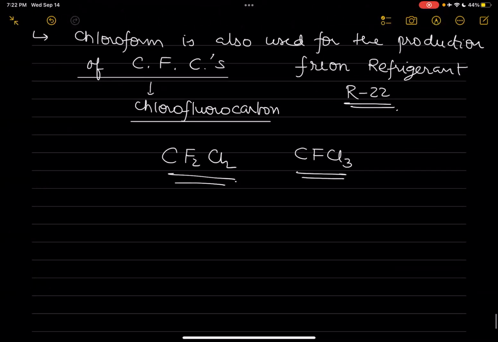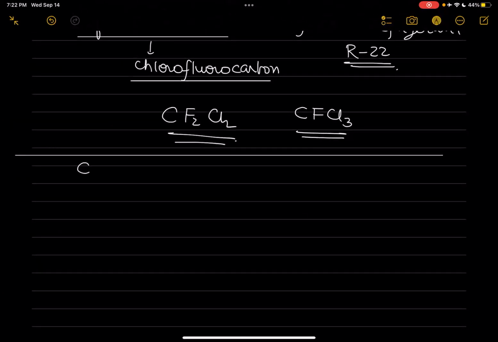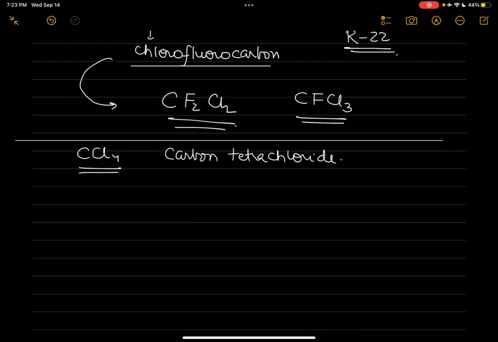Now the next thing is CCl4. What is the name for CCl4? Yeah, tell me. Carbon tetrachloride. It is a non-polar solvent.